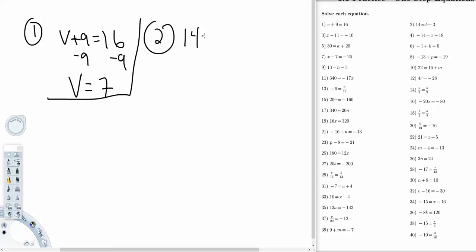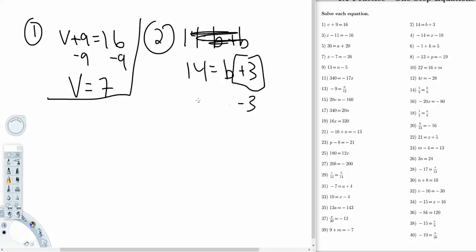2. 14 equals B plus 3. Once again, we want to isolate the B. So we got to get rid of this bugger. We're going to do minus 3 here, minus 3 here. We get B equals 14 minus 3 equals 11. That is the right answer.